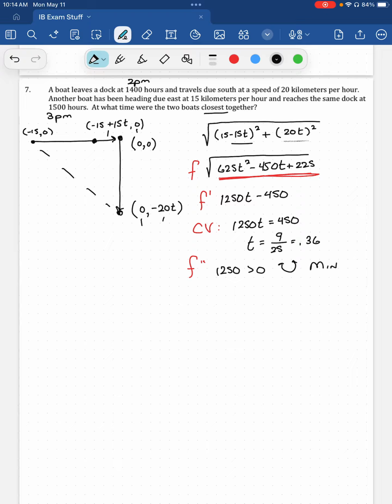Now, the only other thing we need to figure out is what's the answer to the actual question. At what time were the two boats closest together? Well, that's when t equals 0.36. If I multiply that by 60, that'll tell me how many minutes that is, because 0.36 is in hours. 0.36 times 60 is approximately 21.6 minutes. So what that means is it's going to be closest at 2 and 21 more minutes. So at 2:21, those boats were closest together.